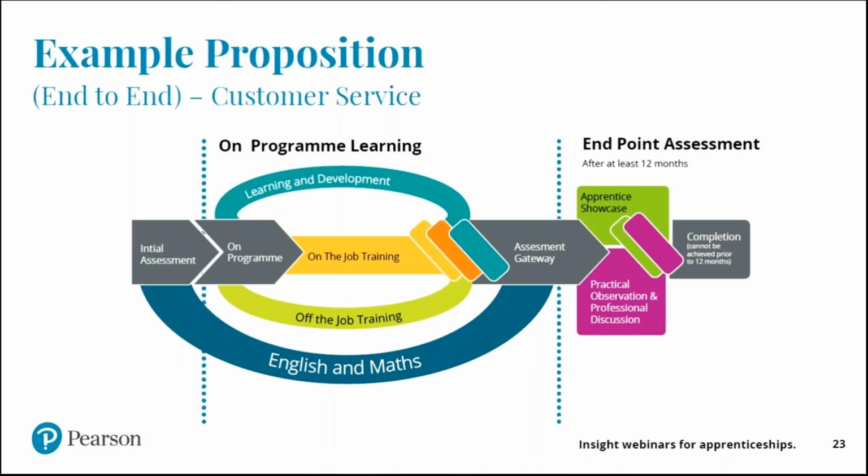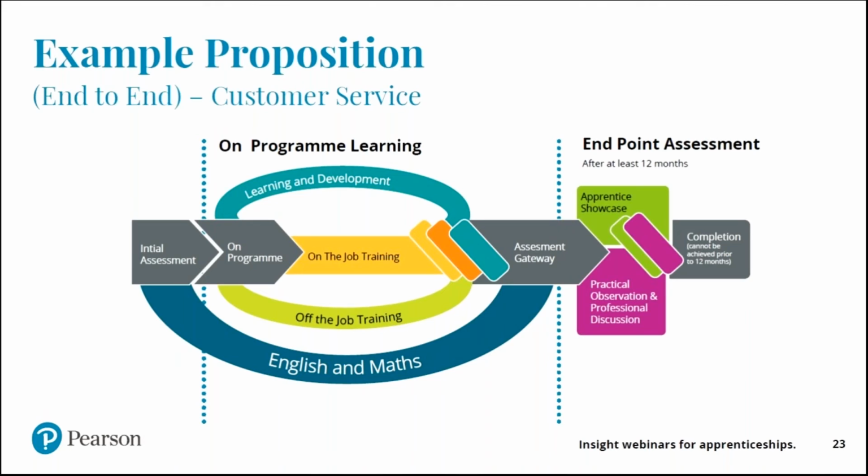Following successful completion of the Apprentice Showcase, the learner will then move on to a practical observation. And this is what we're all used to. This is essentially where the apprentice will be observed in the workplace by an independent assessor. And this we anticipate will take up to 1 hour. Following completion of the practical observation, the apprentice will then move on to the third hurdle, which is a professional discussion.